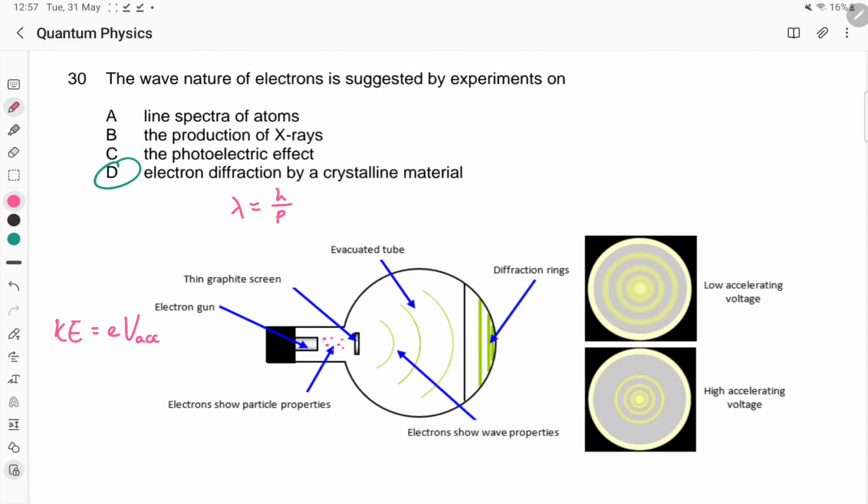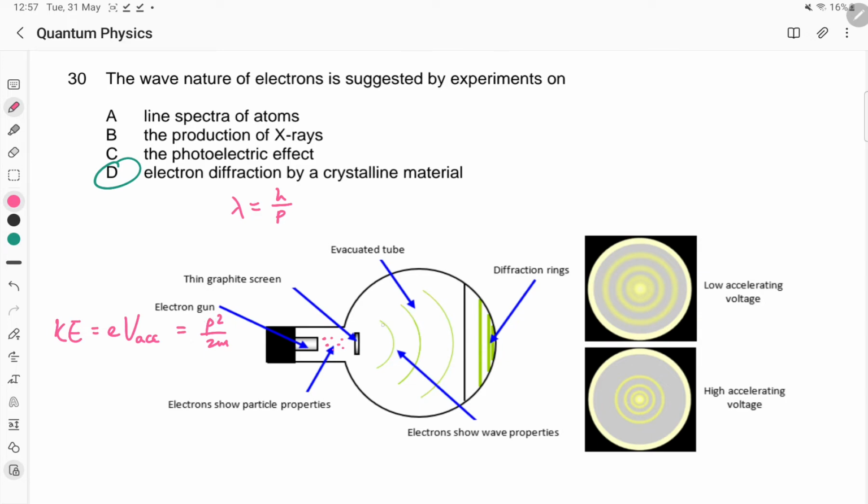With this particular energy, there will be a corresponding momentum, because K equals p squared upon 2m. So you can see, the larger the potential difference you use to accelerate the electron, the larger its momentum, hence the smaller the wavelength.